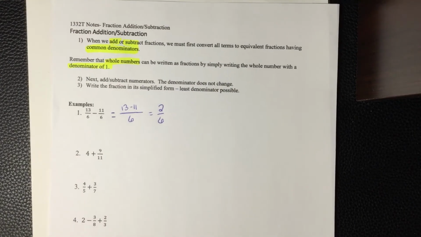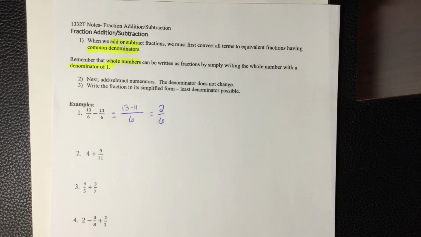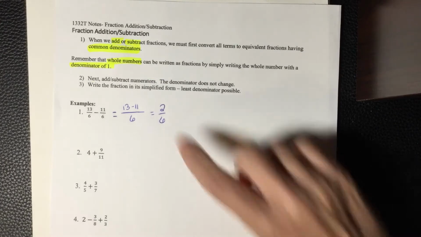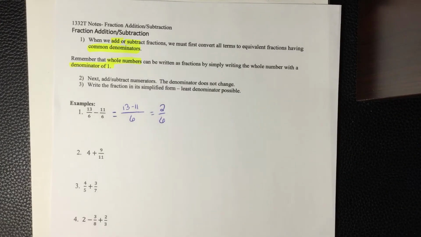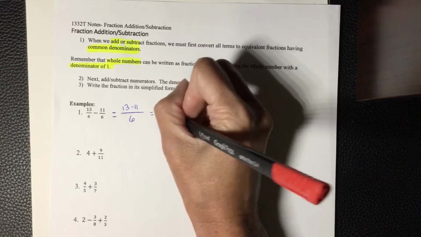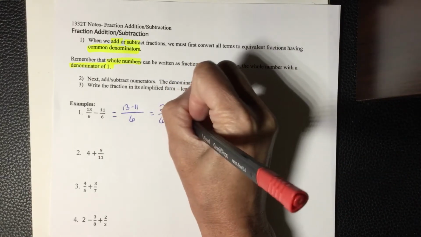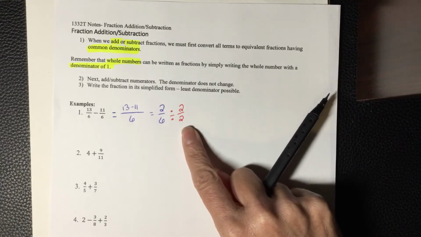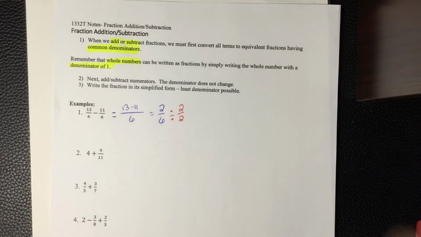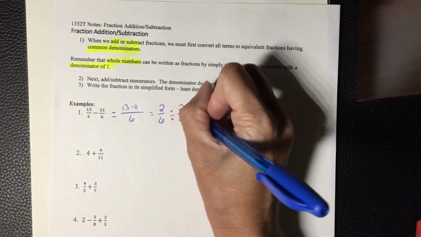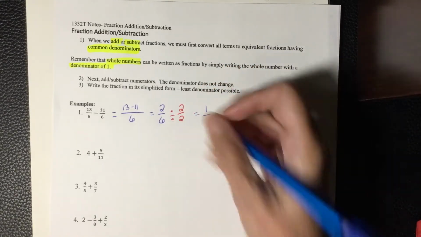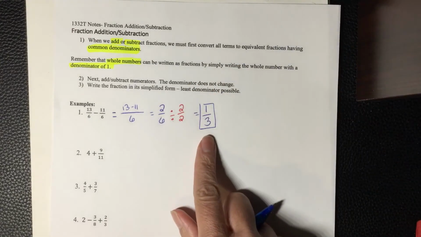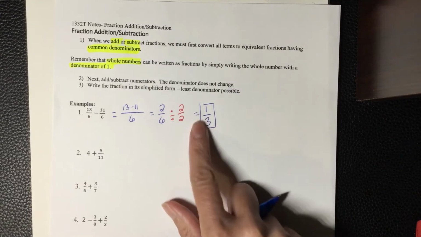Now if I want to write my fraction in lowest terms, also called reducing, I can look at what number will go into both 2 and 6, and that would be 2. So technically what we're doing here is dividing by 2 over 2. We know that 2 over 2 is 1, and dividing by 1 doesn't change the value of the number. So 2 divided by 2 gives us 1, and 6 divided by 2 gives us 3. So 2/6 and 1/3 are the same fraction. They're equivalent, they have the same value, but this one is in lowest terms.